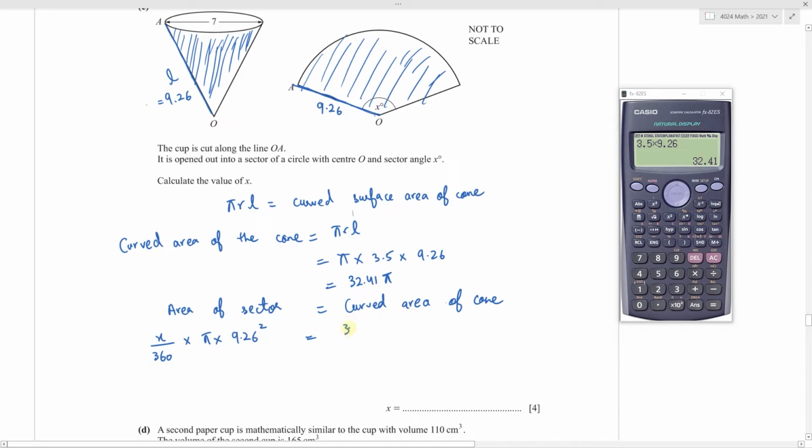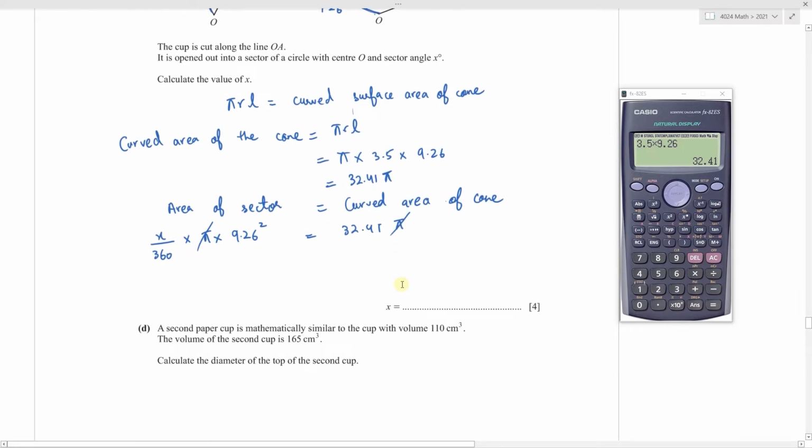Curved area of cone is 32.41 pi. So now this pi and pi cancel out. That's why I left this pi here before. So x will be 32.41. This 360 will be multiplied in the numerator, and this 9.26 square will be divided in the denominator here.